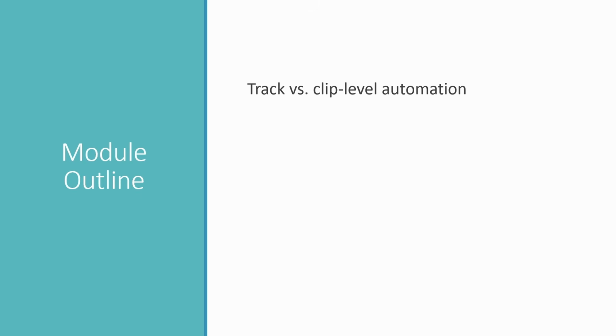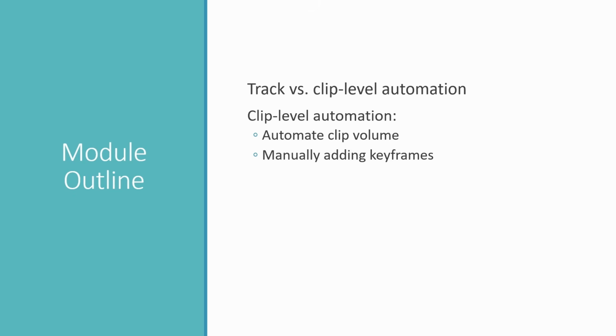In this module, we're going to start off by looking at the difference between track level versus clip level automation and when you might want to use one versus the other. And then we'll dive into clip level automation. And to do this, we'll see how we can automate the clip volume over time. We'll do this by manually adding keyframes, and then we'll look at track level automation.